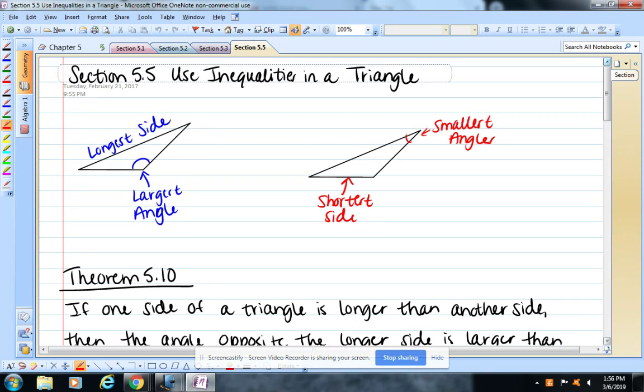We did 5.3 and then we did 5.5. Use inequalities in a triangle.